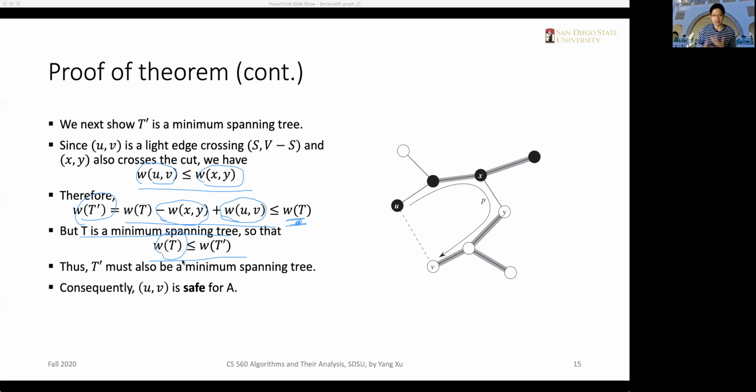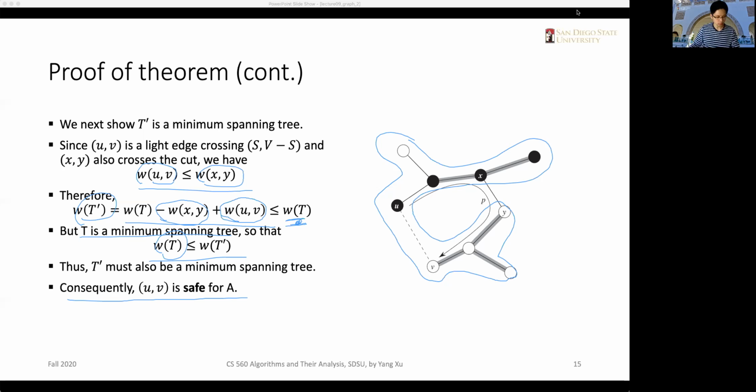Okay, and that says the resulting spanning tree like this is also a minimum spanning tree. And we are done with the proof. Basically, we show that U and V is safe for A. Adding U and V to A will create a minimum spanning tree.